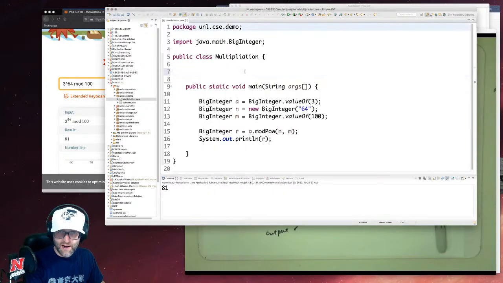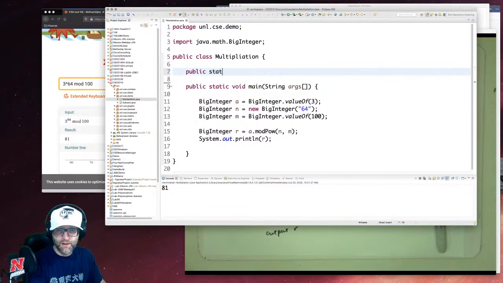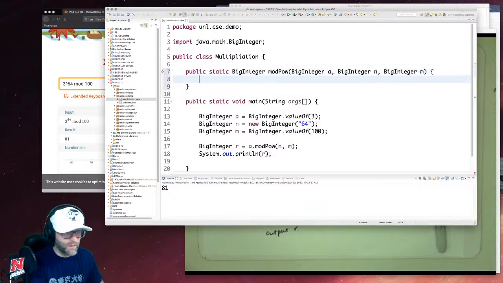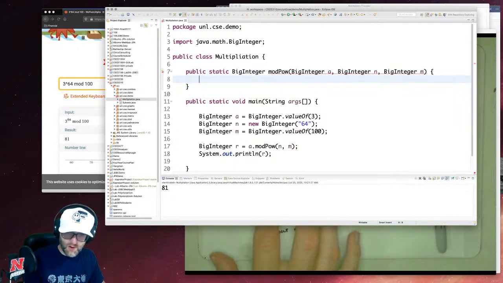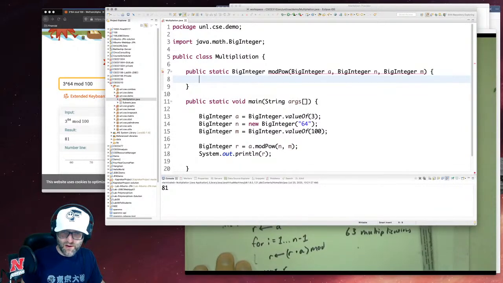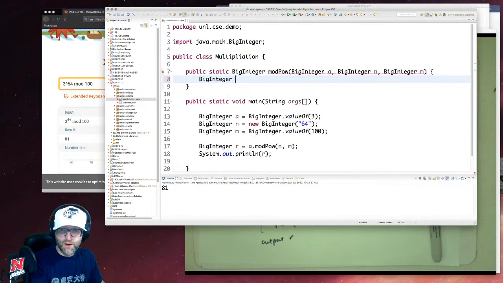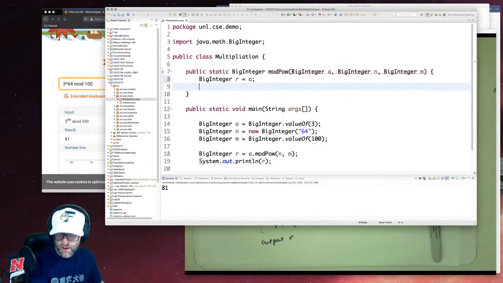So let's go ahead and try it out. Public static BigInteger, we'll do our own modPow. We'll take in a, n, and m. I'm just going to translate this pseudocode down here that you can still see. BigInteger result is equal to a, right? It takes on the value of a.